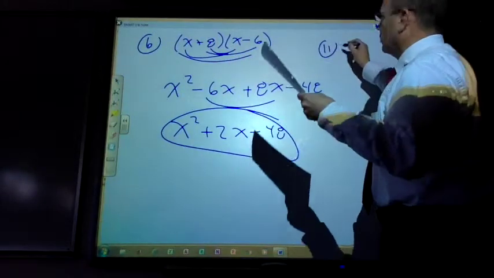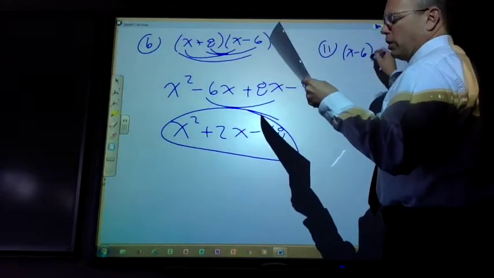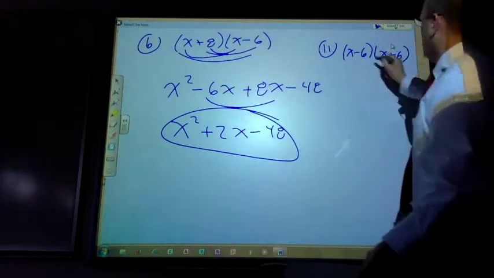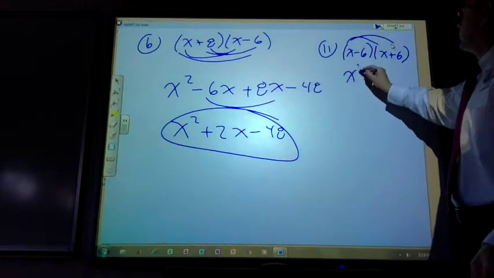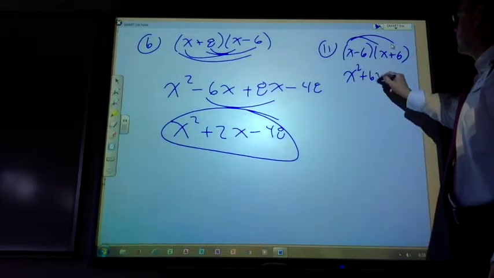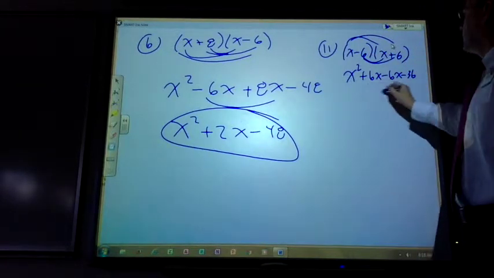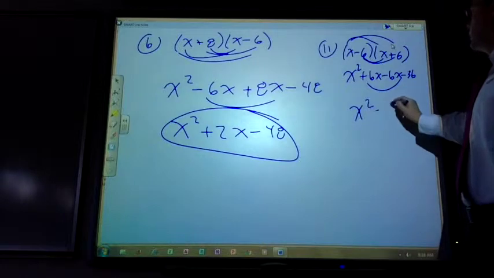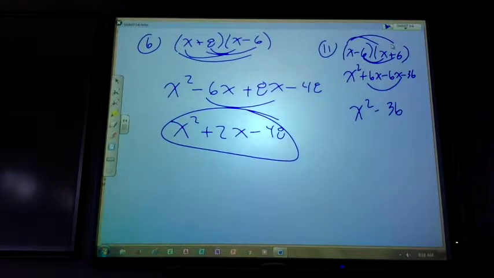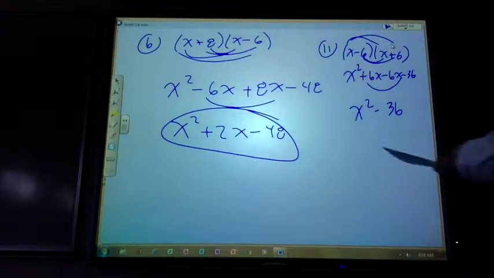Number 11, I squeeze right here. X minus 6, x plus 6. So multiply the x here and here. Multiply here and here. Combine like terms. This is one of those that's called the difference of 2 squares because our middle term drops out. Other questions from the homework? 10 and 15.